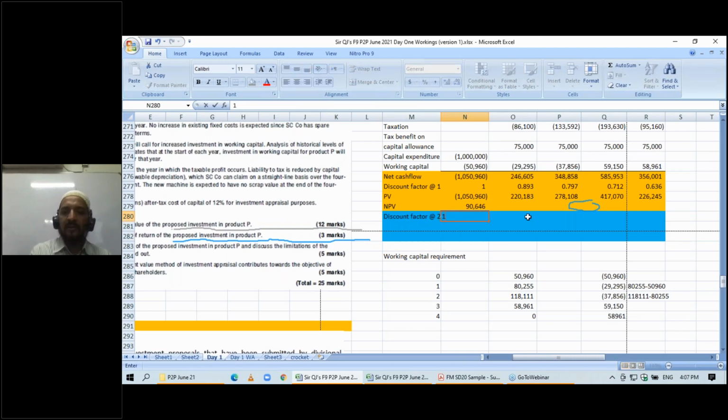Okay, the discount fractions you can see from the table, or you can use 1 plus r to the power minus n. At 1 plus r over here will be 1.2 to the power minus n. So the discount fraction at year 1 will be 0.833, and at year 2 it will be 0.694. At year 3 it is going to be 0.579, and at year 4 it is going to be 0.482. So these are the discount fractions at 20% rate.